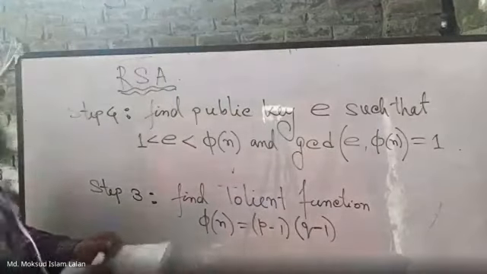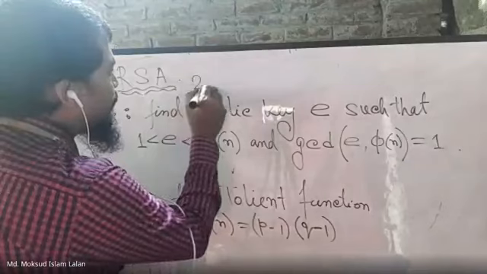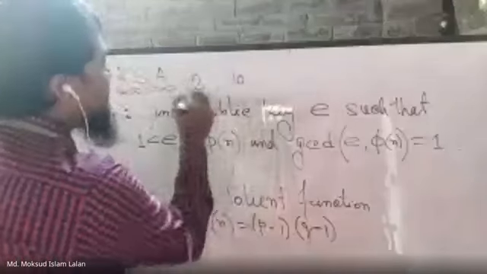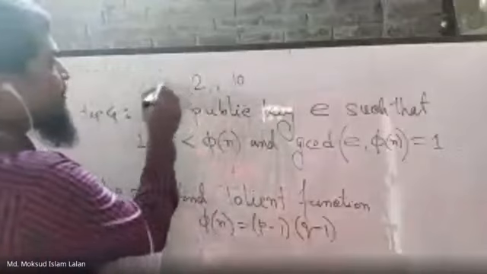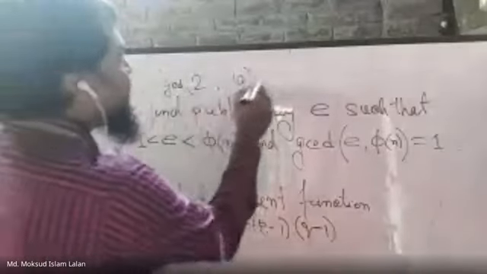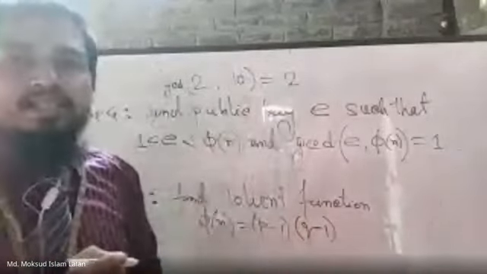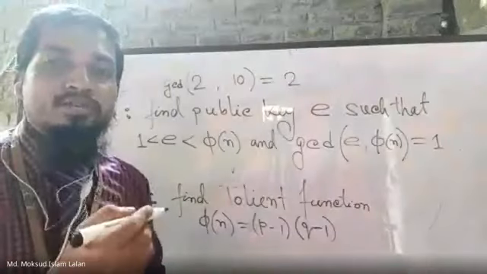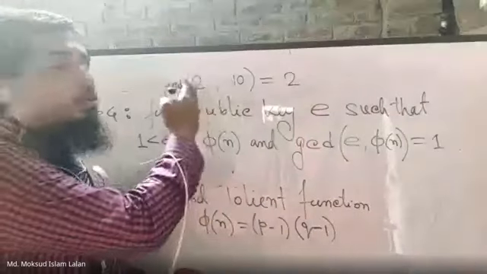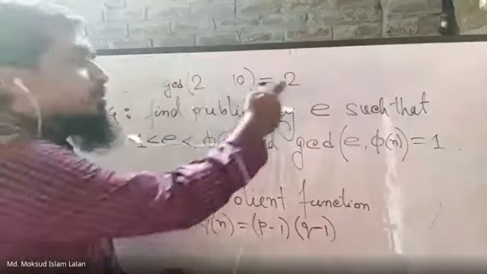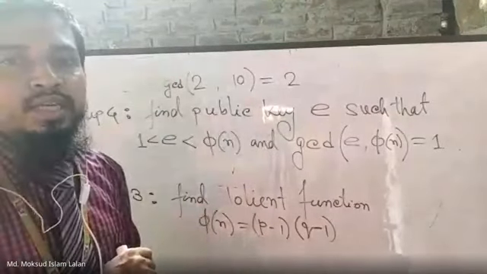Sir, please repeat. Okay, GCD means, for example, Farhan, 2 and 10. What will be the GCD of 2 and 10? GCD of 2 and 10 is equal to 2. Their common factor will be the GCD. What is common between 2 and 10? 2 is common. So that is the GCD. Do you understand, Farhan? Yes, sir.